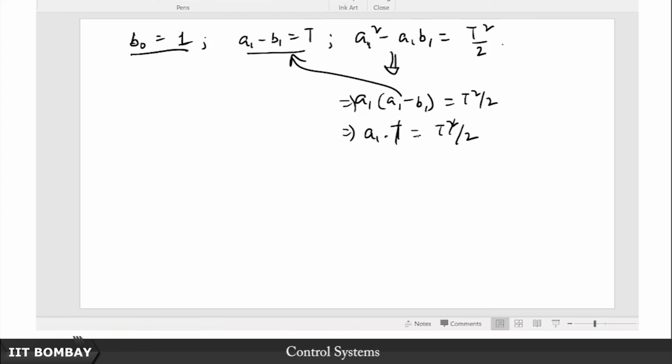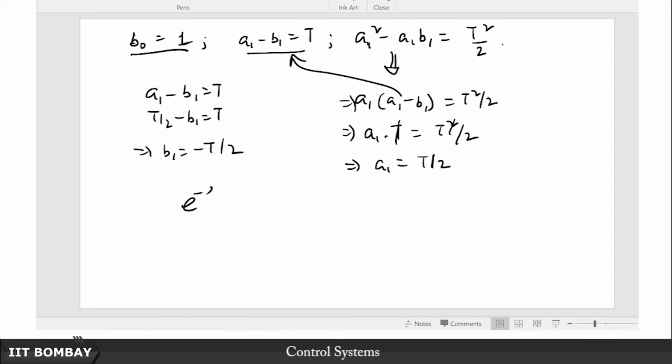Of course, if it's 0, then it's not a time delay system after all. So that tells me that a1 is equal to t by 2. So if a1 is equal to t by 2, then what is b1? So a1 minus b1 is equal to t, so t by 2 minus b1 is equal to t. In other words, b1 is equal to minus t by 2. So my approximation for e to the minus st, this Pade approximation, turns out to be 1 minus st by 2 upon 1 plus st over 2.